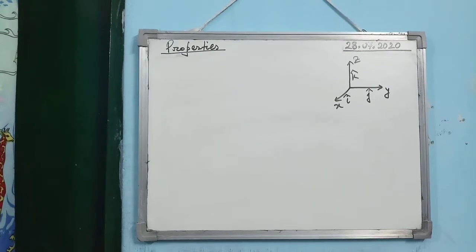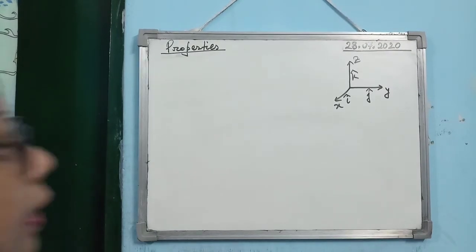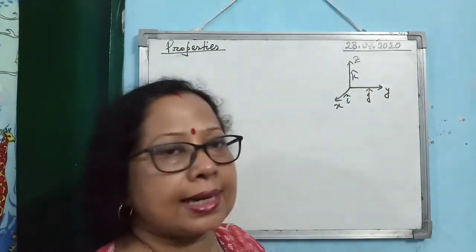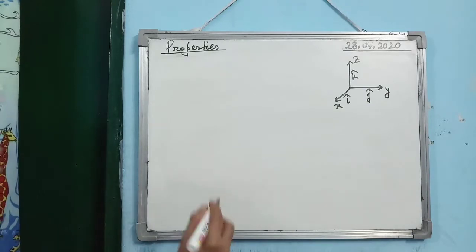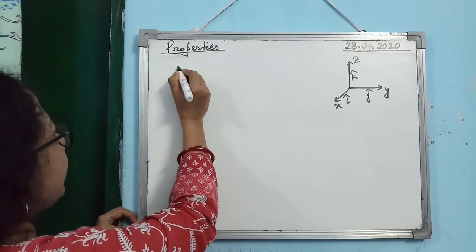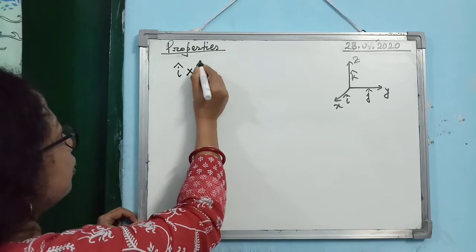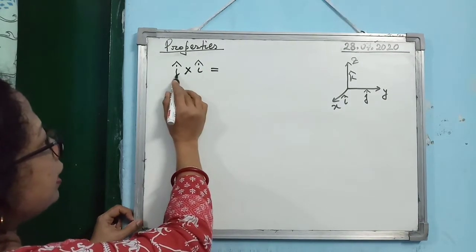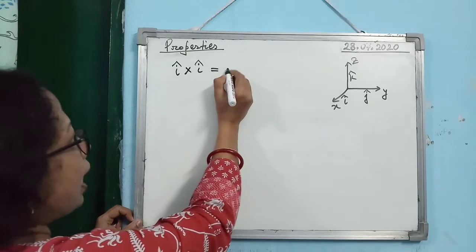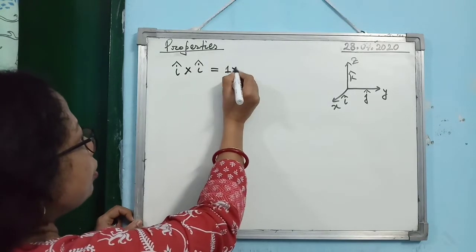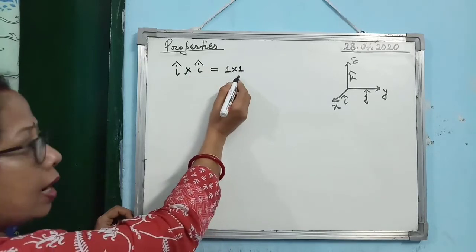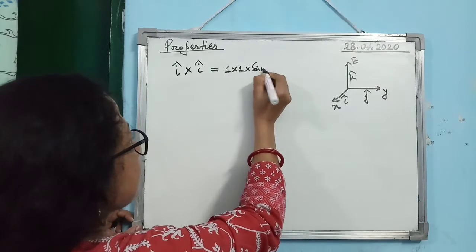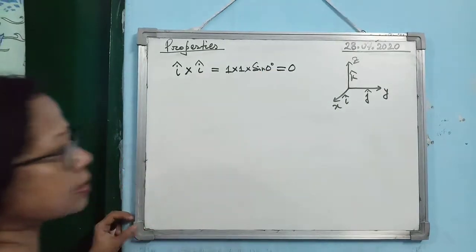Now we will try to find out the cross product of different unit vectors, that is i, j, k along the x, y and z axis respectively. First of all, if you take i cross i, how much will it be? Just try to understand it. What is the magnitude of i? 1. Then what is the magnitude of the other i? Another 1. Then what is the angle between the two vectors? 0 degree. So it is sine 0 degree. Means how much is it coming?